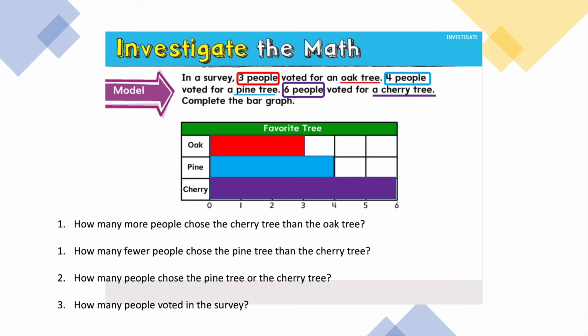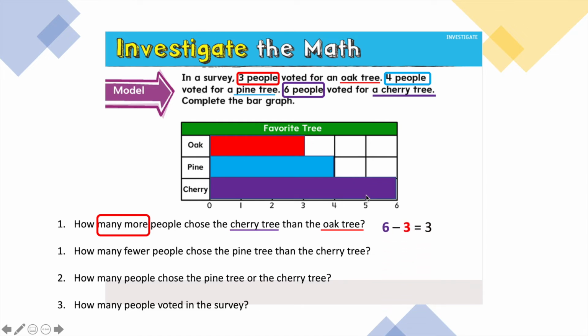Question number 1. How many more people chose the cherry tree than the oak tree? Again, I see the how many more, right? How many more means compare. And we're comparing the cherry tree to the oak tree. So we know that the cherry tree has 6 votes and the oak tree has 3. So how many more votes did the cherry tree have?